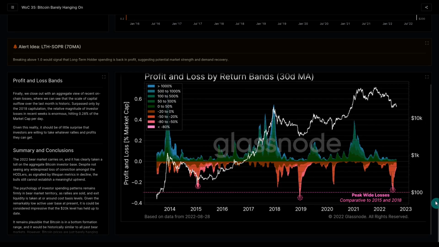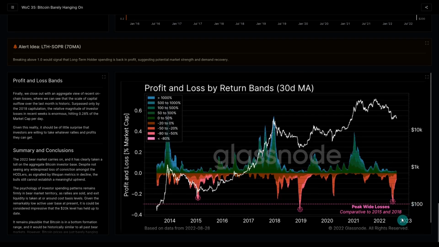And just to close out, we're going to look at our overall market profitability. So what we're looking at here is the profit and loss return band. So essentially these red colors are people who are locking in minus 80%. And these slightly more orange colors are 20% to 50%. So we're looking at all of the market spending. What is the overall kind of losses being locked in?